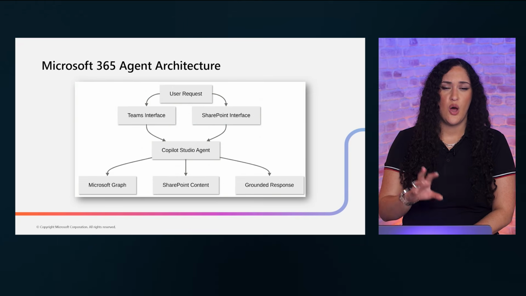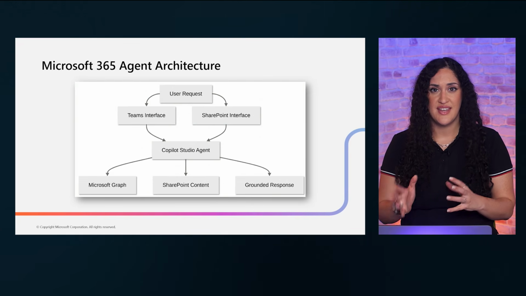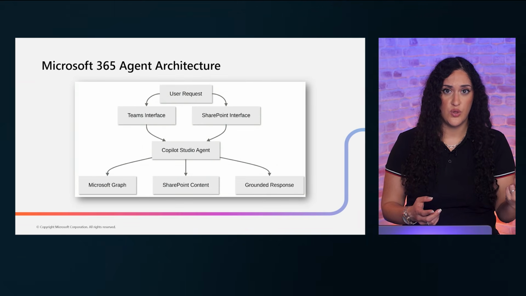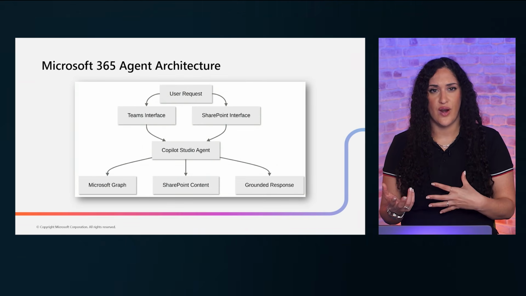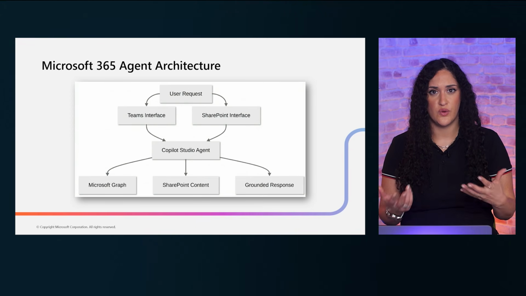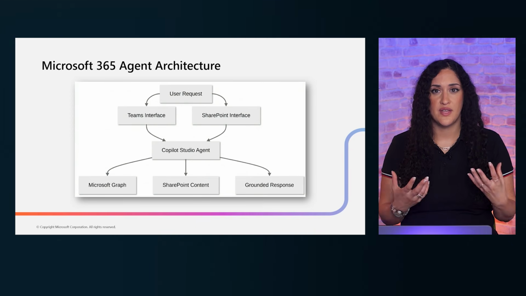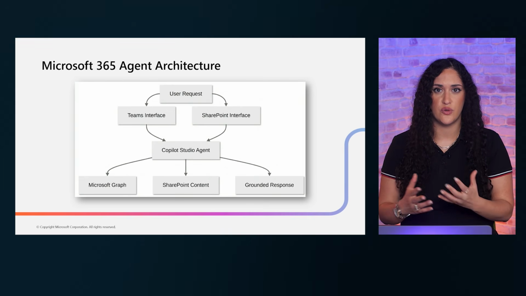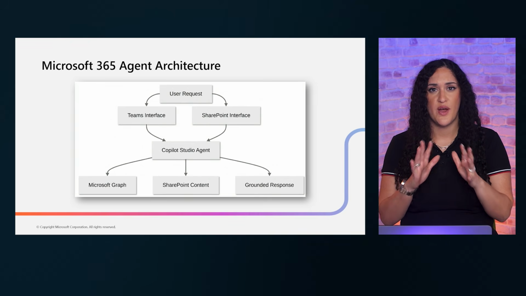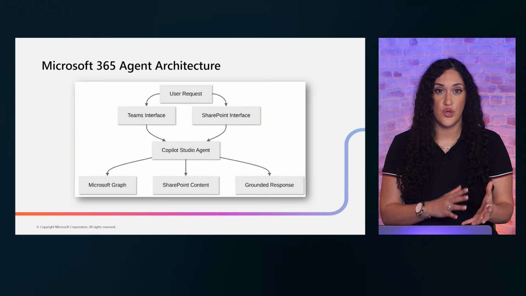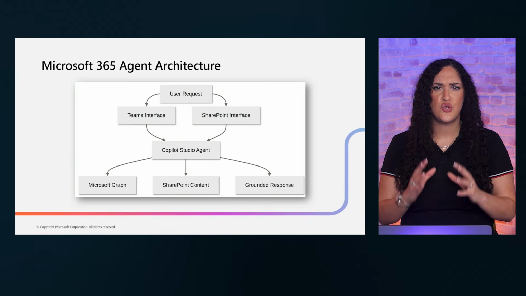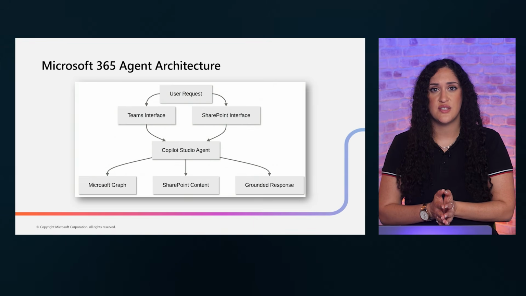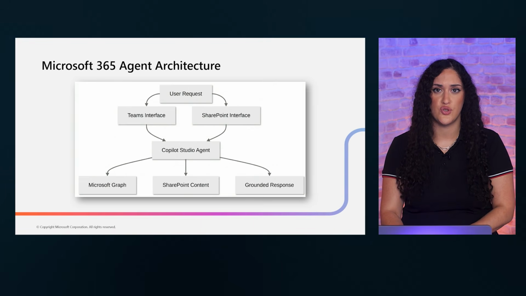This diagram shows how Microsoft 365 agents work end-to-end. Users' requests flow through Teams or SharePoint interfaces to the Copilot Studio agent, which accesses Microsoft Graph and SharePoint content to produce grounded responses. Make sure you pay attention to the data flow. Every connection is a design decision about security, performance, and reliability. The best practice is to validate this architecture with your security team before deployment. Ensure data classification labels are respected, ensure the agent cannot exfiltrate sensitive data, and ensure audit logging captures all interactions.